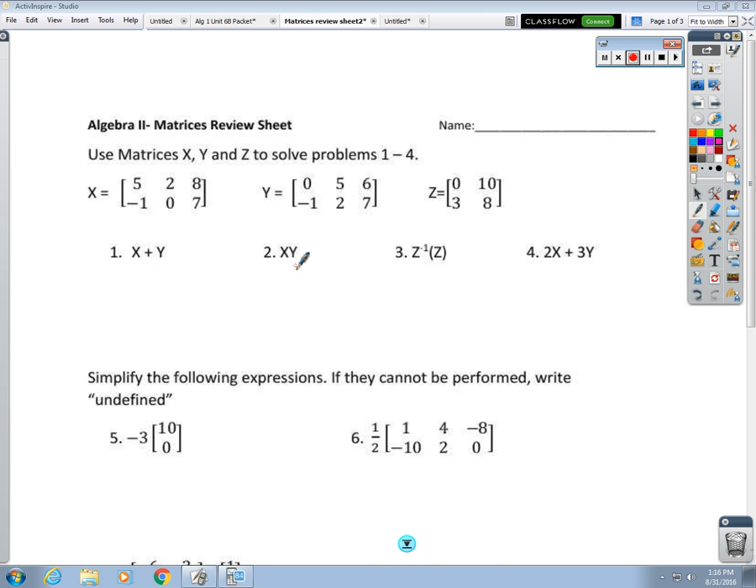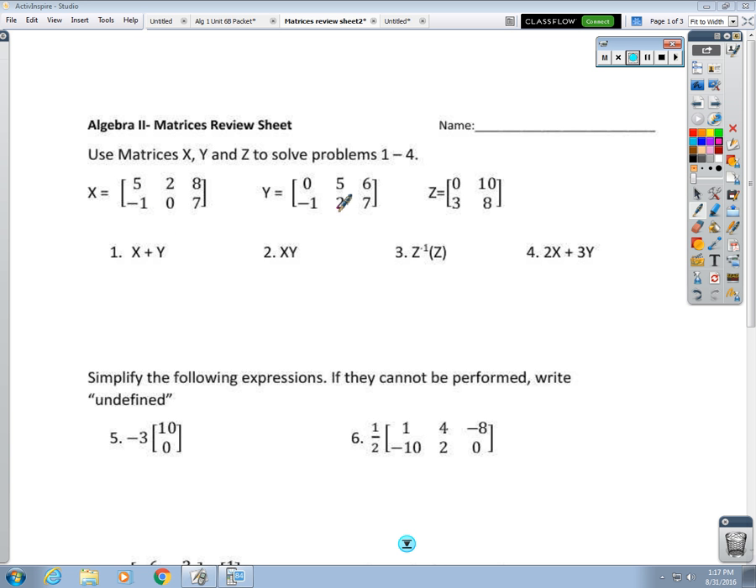Number 1 says x plus y. Well, you'll see above it that they've given you three matrices, matrix X, matrix Y, and matrix Z. So they want you to use those three for all four of these problems. Okay, so first they want you to take matrix X and add it to matrix Y.